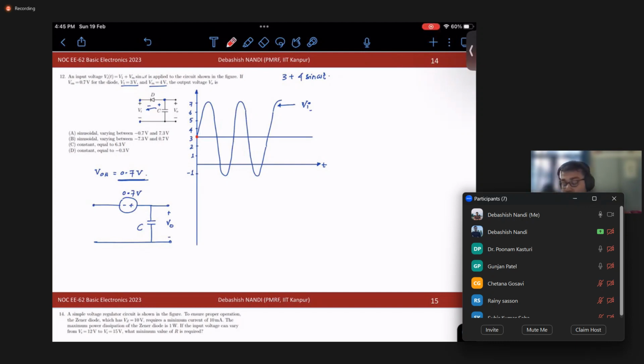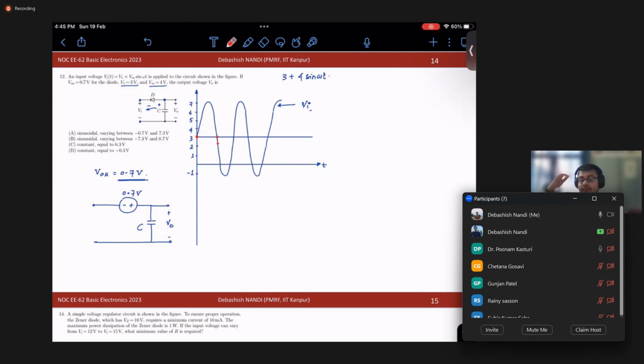Fine. Then what happens after this voltage is getting increased, as long as it is greater than 3 in the positive cycle? The output will still remain 0 because the diode will remain reverse biased. Fine. When it goes below 3, let's say at this point, then what happens to the diode?